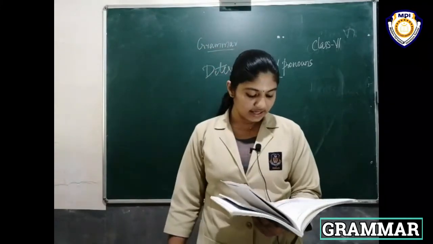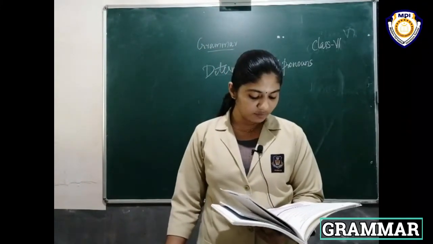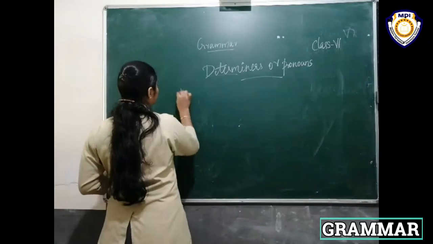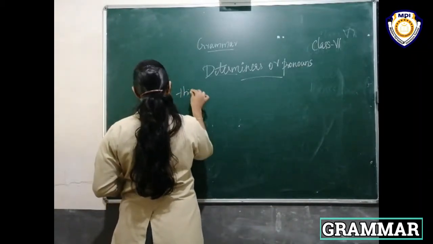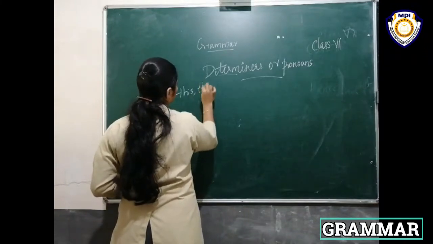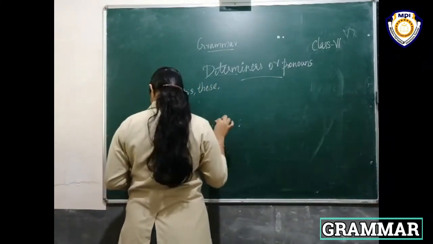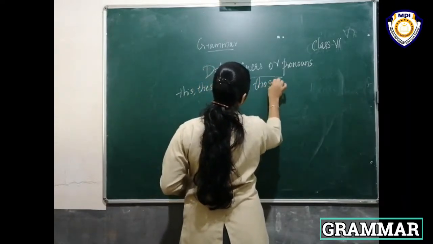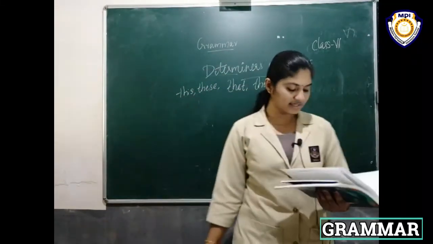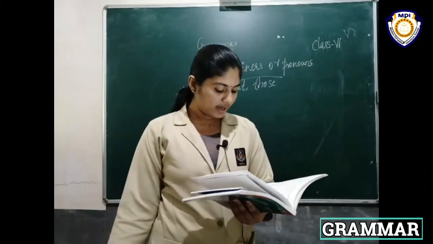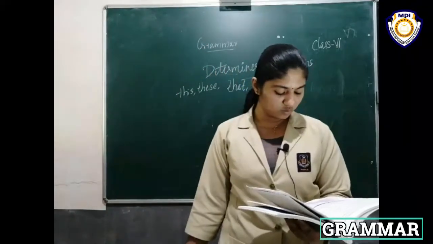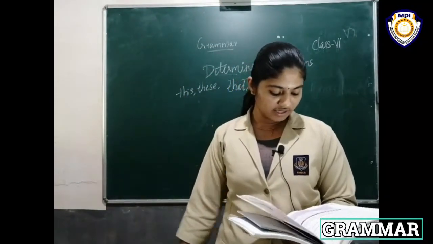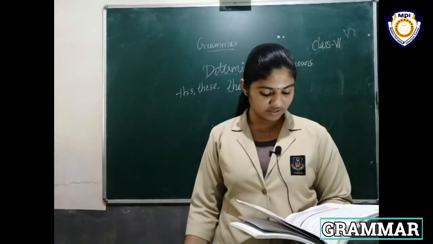Words such as this, these, that, those can be used as demonstrative determiners. A demonstrative determiner is always followed by a noun. For example, that coat is an apple.